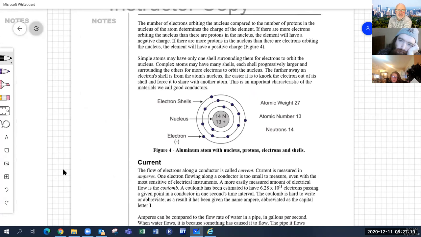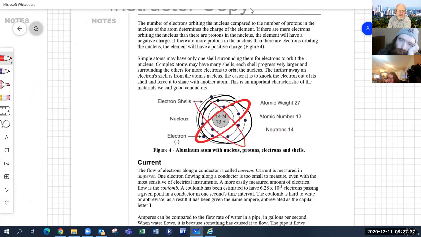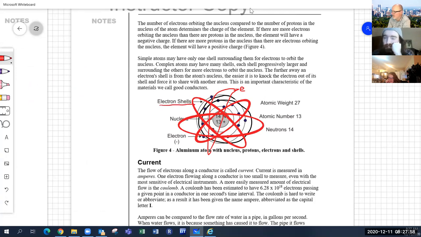And then we have these number of electrons going around a nucleus, or orbiting. You see this orbit that we have going around here? But it kind of more looks like this. They kind of orbit like that, like our planets almost. And these little electrons are floating around these electron shells. I'm not going to go too much into this, but the further away an electron is on the outer shell from the atom's nucleus, the easier it is to knock that electron out of its shell and force it into another atom.